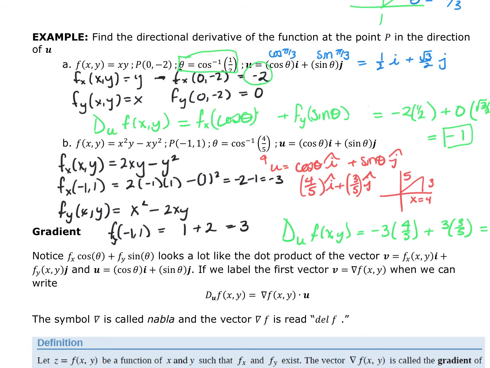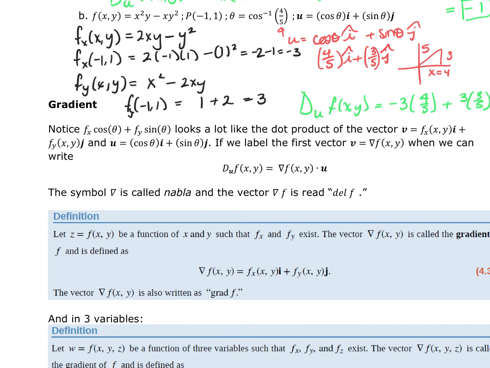Now, if we think about the partial derivative of f with respect to x times cosine theta and the partial derivative of my function with respect to y times sine theta, it looks a lot like a dot product, where my vector is the partial derivatives in the i and j direction, and u is the cosine and the sine in the i and j direction. And if we think of it that way, then the directional derivative is just a dot product of the direction I'm going in, u, with this thing here, and we're going to call this specifically the gradient.